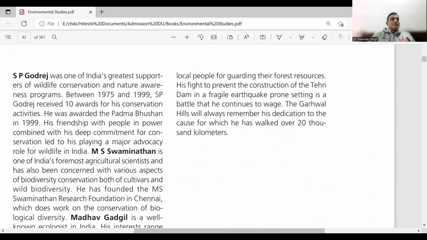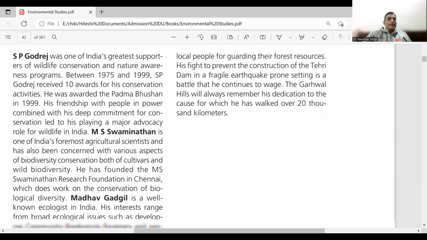S.P. Godrej was one of India's greatest supporters of wildlife conservation and nature awareness programs. Between 1975 and 1999, S.P. Godrej received 10 awards for his conservation activities. He was awarded the Padma Bhushan in 1999. His friendship with people in power combined with his deep commitment for conservation led to his playing a major advocacy role for wildlife in India.